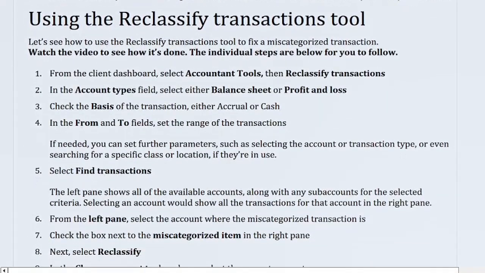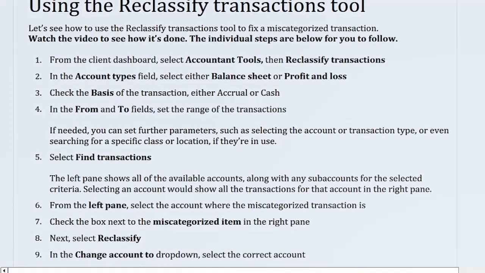Using the Reclassify Transactions tool. Let's see how to use the Reclassify Transactions tool to fix a miscategorized transaction. From the Client dashboard, select Accountant Tools, then Reclassify Transactions. In the Account Types field, select either balance sheet or profit and loss. Check the basis of the transaction, either accrual or cash. In the From and To fields, set the range of the transactions if needed. You can set further parameters, such as selecting the account or transaction type, or even searching for a specific class or location, if they're in use.